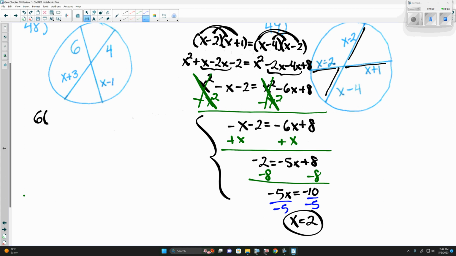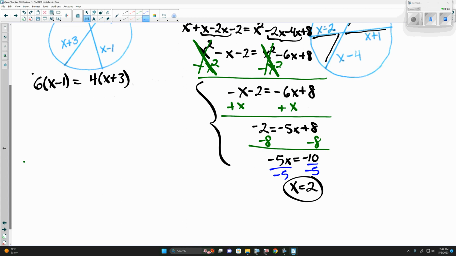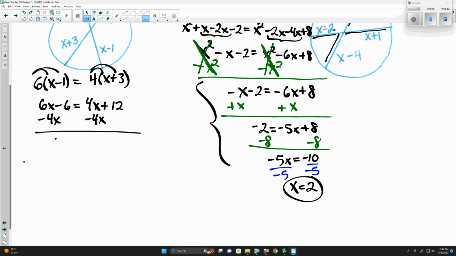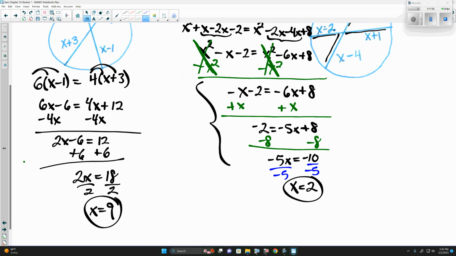6 times x minus 1 is equal to 4 times x plus 3. We would distribute, giving us 6x minus 6. Distribute, giving us 4x plus 12. Subtract 4x from both sides, giving us 2x minus 6 is equal to 12. Add 6, giving us 2x is equal to 18. Divide by 2, telling us x is 9.